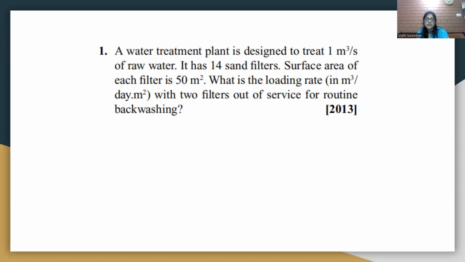So what they're asking here: they've given us the inflow rate of 1 meter cube per second. The number of sand filters is provided. The area of each sand filter is provided. We have been asked at what loading rate should water be added if 2 filters are not working.